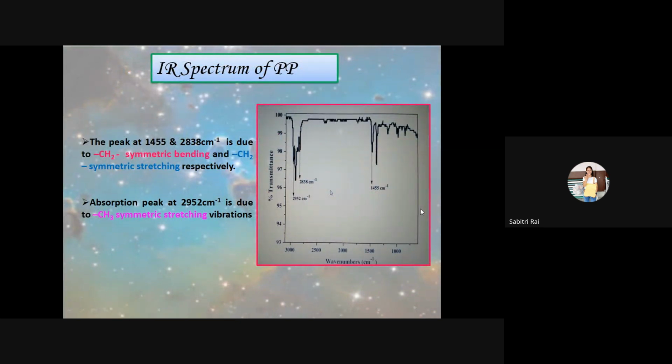Now the results obtained from the FTIR are shown here. This is the IR spectrum of the polypropylene. What we can observe from this spectrum is that we have an absorption peak at 1455 centimeter inverse, which is due to the CH2 symmetric bending vibrations, and at 2838 centimeter inverse, this peak is due to CH2 symmetric stretching vibrations. And we have an absorption peak at 2952 centimeter inverse, which is due to the CH2 asymmetric stretching vibrations.